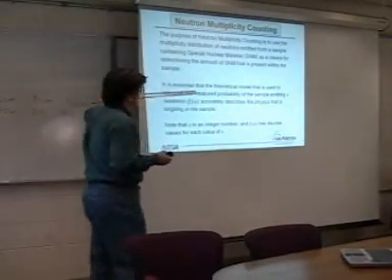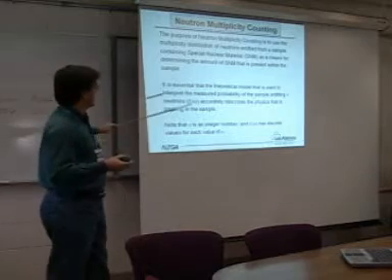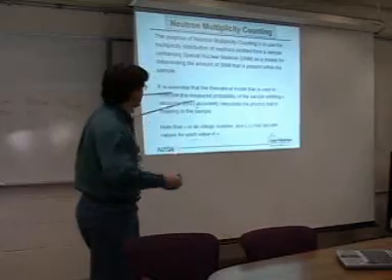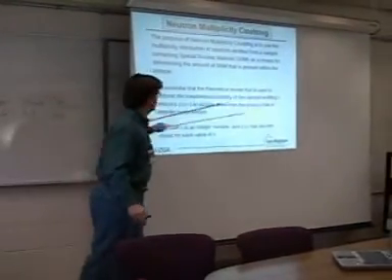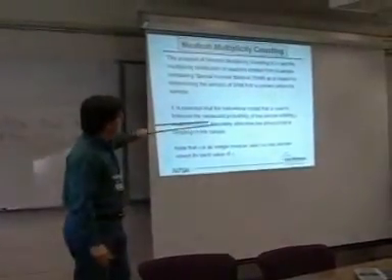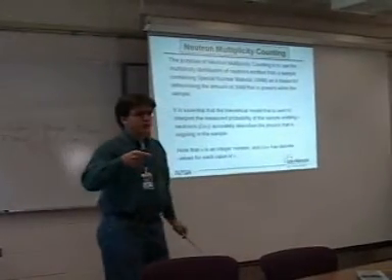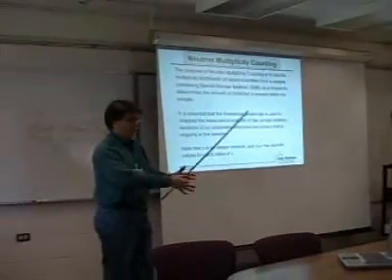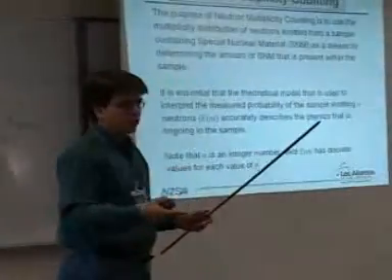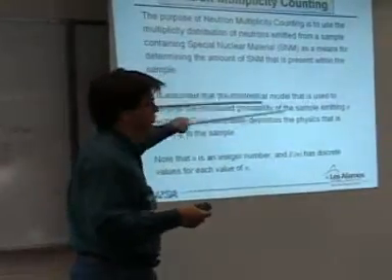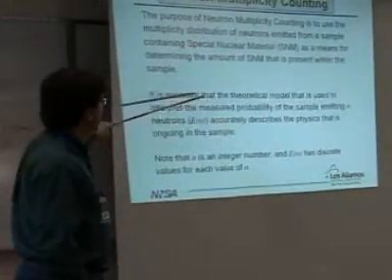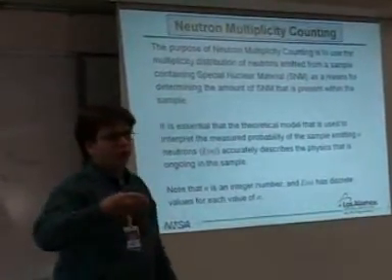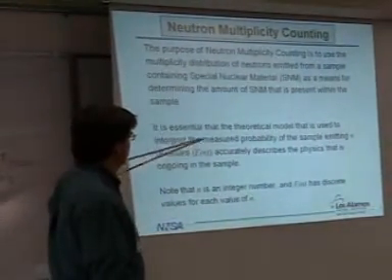Okay? One of the critical features of neutron multiplicity counting is that it is essential that the model that you're using to interpret the measured probability of the sample emitting n neutrons, which I'm going to call E of n, accurately describes the physics that is ongoing in the sample. In other words, depending on how well your model is in modeling all the physics that's undergoing, the induced fissions that are happening, how much spontaneous fission is occurring, how many alpha-n reactions are occurring, depending on how well the theoretical model is, will affect how well you can assay your sample, how well you can determine the mass of special nuclear material in your sample.